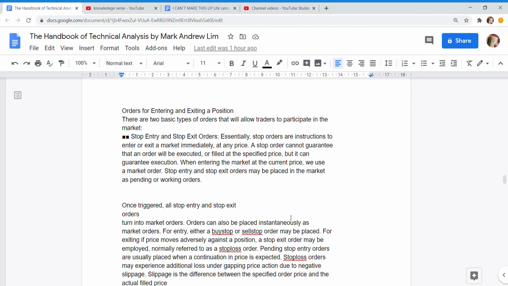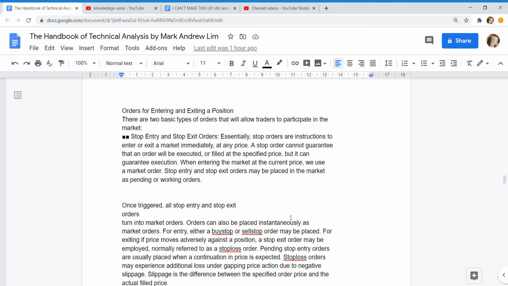There are 2 basic types of orders that will allow traders to participate in the market: stop entry and stop exit orders. Essentially, stop orders are instructions to enter or exit a market immediately, at any price. A stop order cannot guarantee that an order will be executed or filled at the specified price, but it can guarantee execution. When entering the market at the current price, we use a market order.